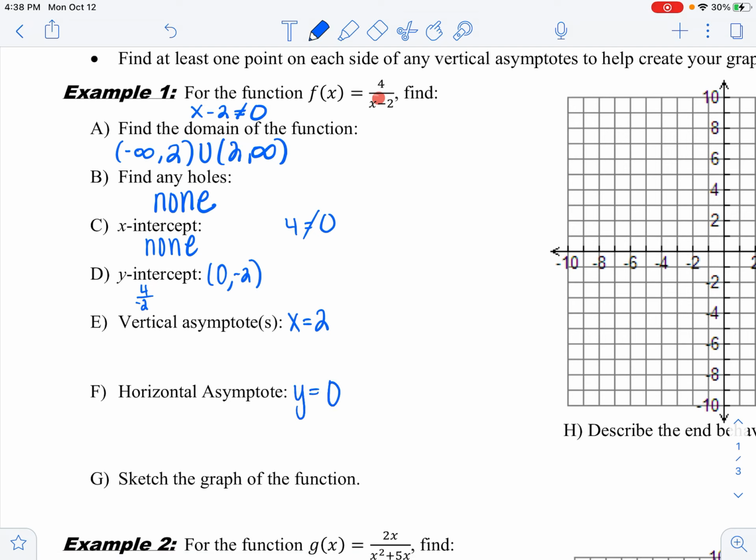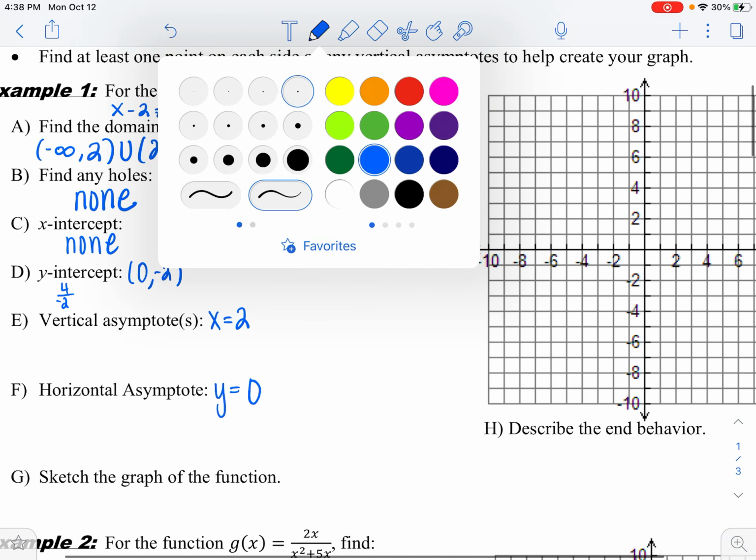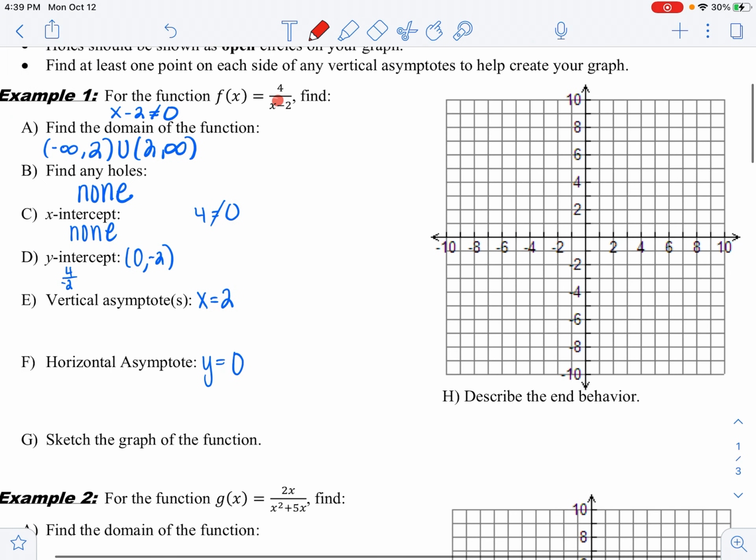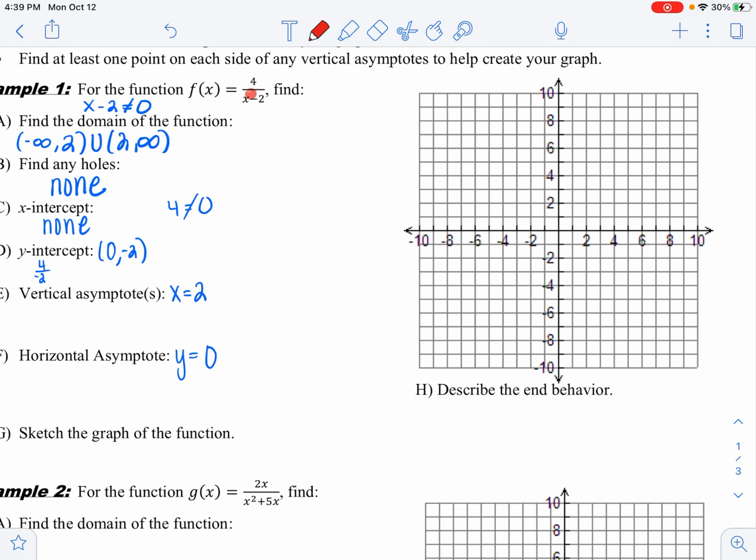And now it says sketch a graph of the function. So what I'm going to do is I'm going to attempt to graph my vertical asymptotes and horizontal asymptotes and any holes in red. And then I'll graph anything else in a different color. Because anything that's going to be graphed in red is not actually part of my graph. Is it mandatory to switch between colors? Absolutely not. Okay, so I'm going to start by graphing my vertical and horizontal asymptotes. X equals 2, vertical asymptote. Remember, it has to be dashed. And then my horizontal asymptote, y equals 0.